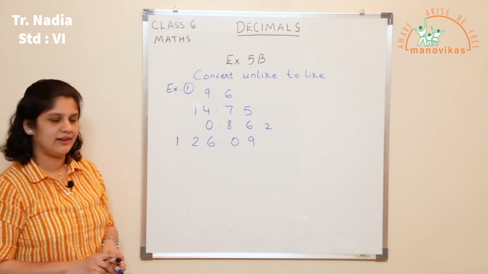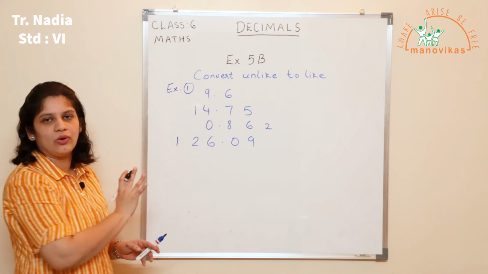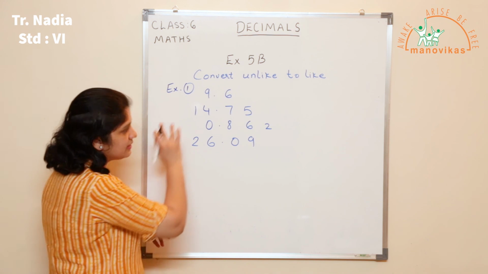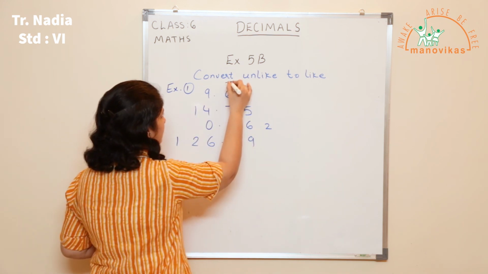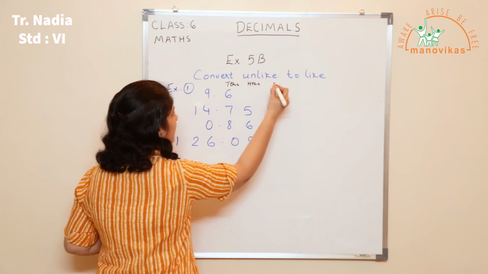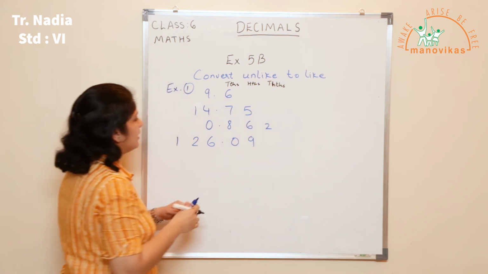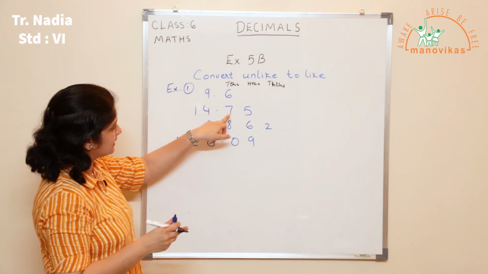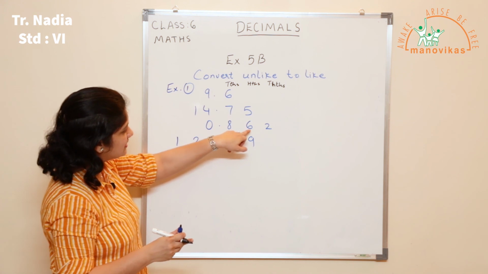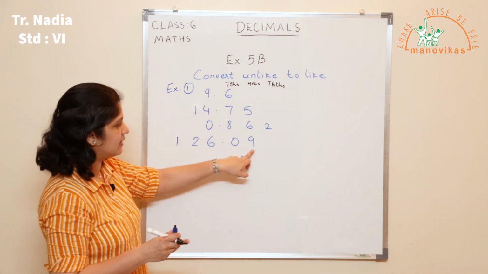The decimals are unlike. I have to make them like. So now children, don't focus on the whole number part because the whole number has got nothing to do with like and unlike decimals. Let's concentrate on the decimal part. So there are tenths, hundredths and thousandths. Now the first number only has tenths, the second one has tenths as well as hundredths. The third one has tenths, hundredths as well as thousandths. And the last one is only tenths and hundredths.